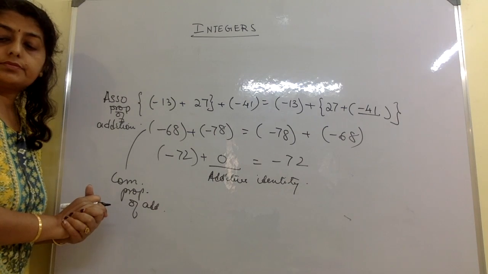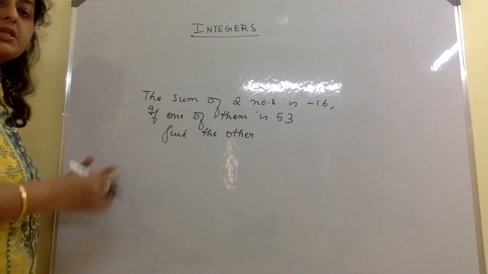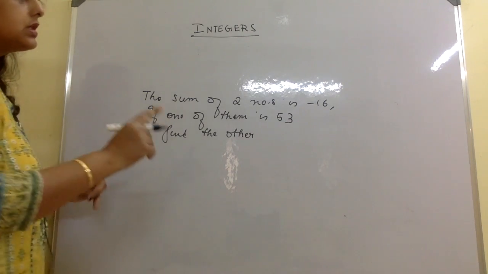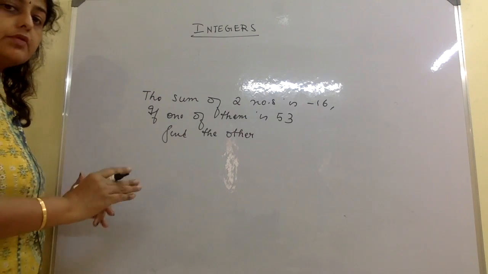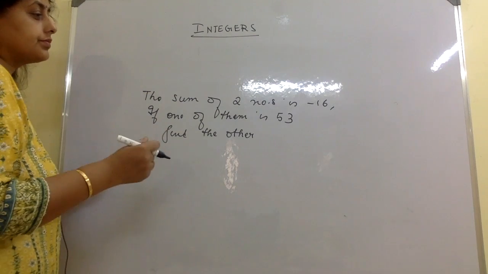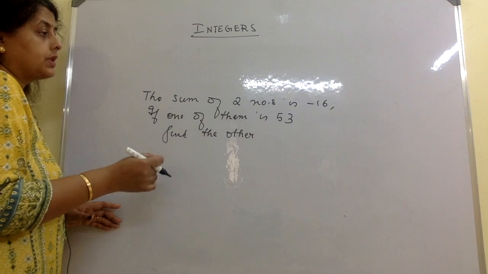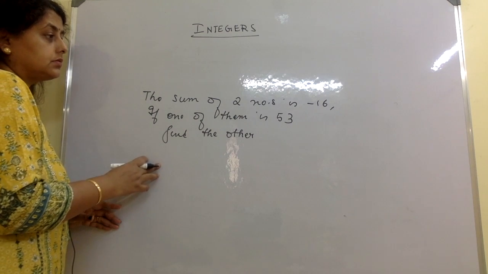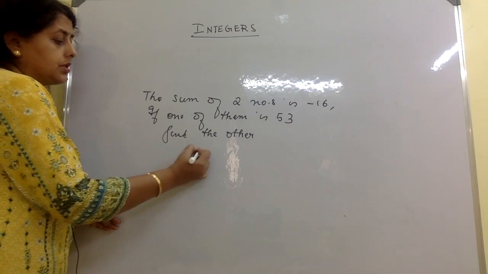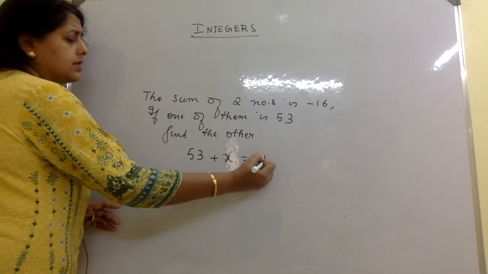Okay. The sum of two numbers is minus 16. If one of them is 53, find the other. So here you are asked to find the other number. One of the numbers is 53. Let me take the other number as x, so 53 plus x is minus 16.